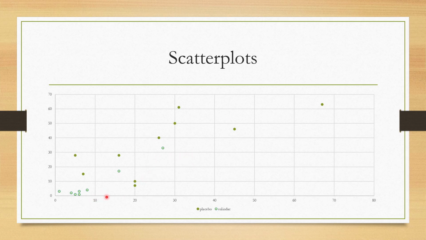On the other hand, there's some information here. So maybe if there's less than 10 polyps, the drug works really well. And if there's more than 10, then maybe the drug's just not effective or not at a sufficient dose or something like that. So for less than 10 polyps, I've only got 2 placebo data points to compare to my drug data points.